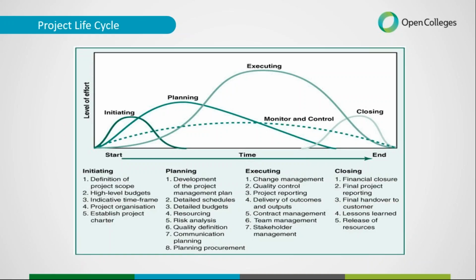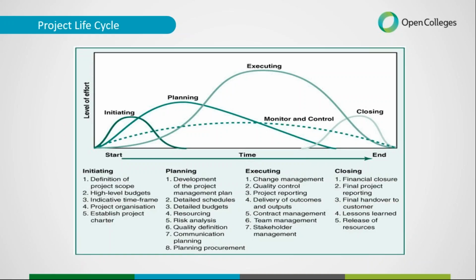Then we move into the work of the project where it's actually delivered. So that's the execution stage, or it might be called the delivery stage or the implementation stage. There are different terminologies depending on what industry you're in, but basically it's when the work of the project is done. And during that whole time, we've got to monitor and control.